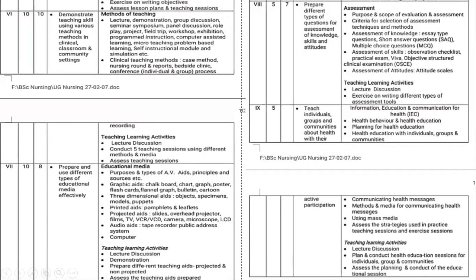Next, unit 8. There is assessment. Assessment is not patient assessment. It is not nursing assessment, not collecting the patient's subjective data and objective data. Not that one. Assessment is completely different. Assessment is the teacher-student assessment. For example, you're making a question paper. In the assessment unit, you have to do some of the work. You have to attend the viva.